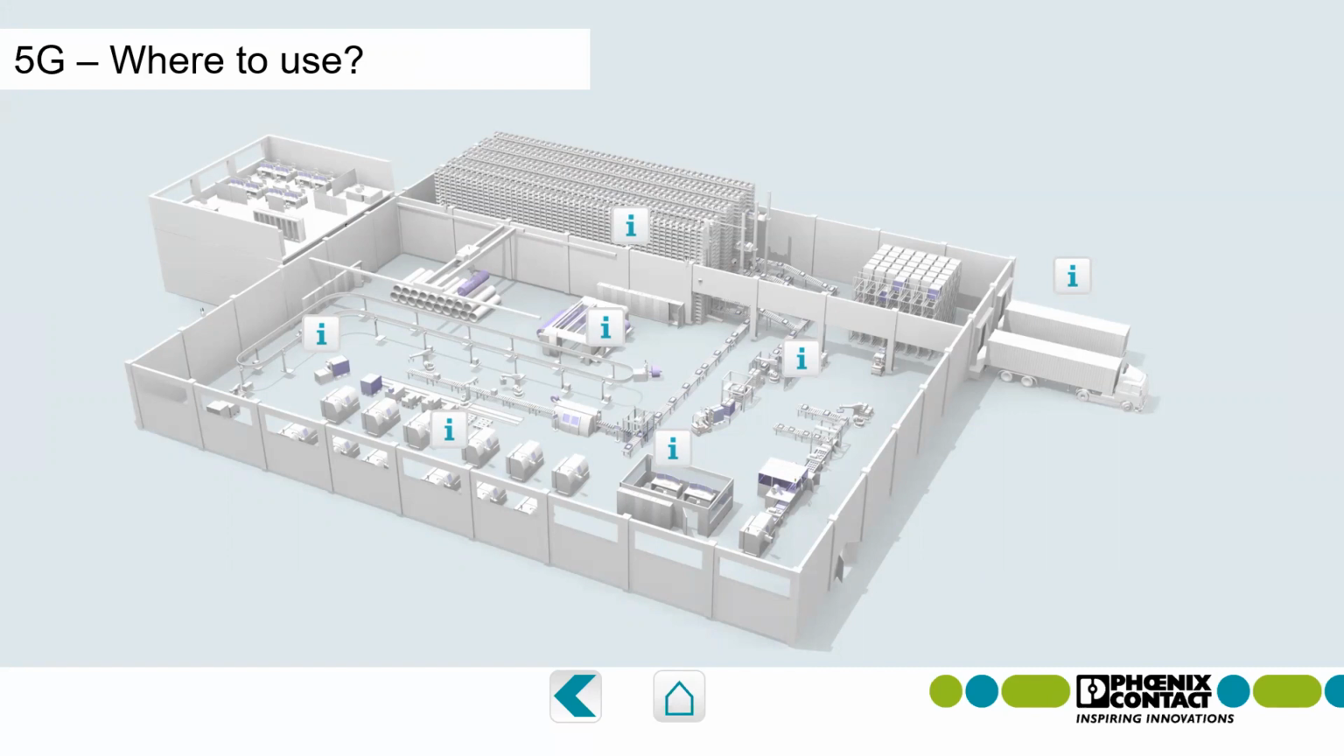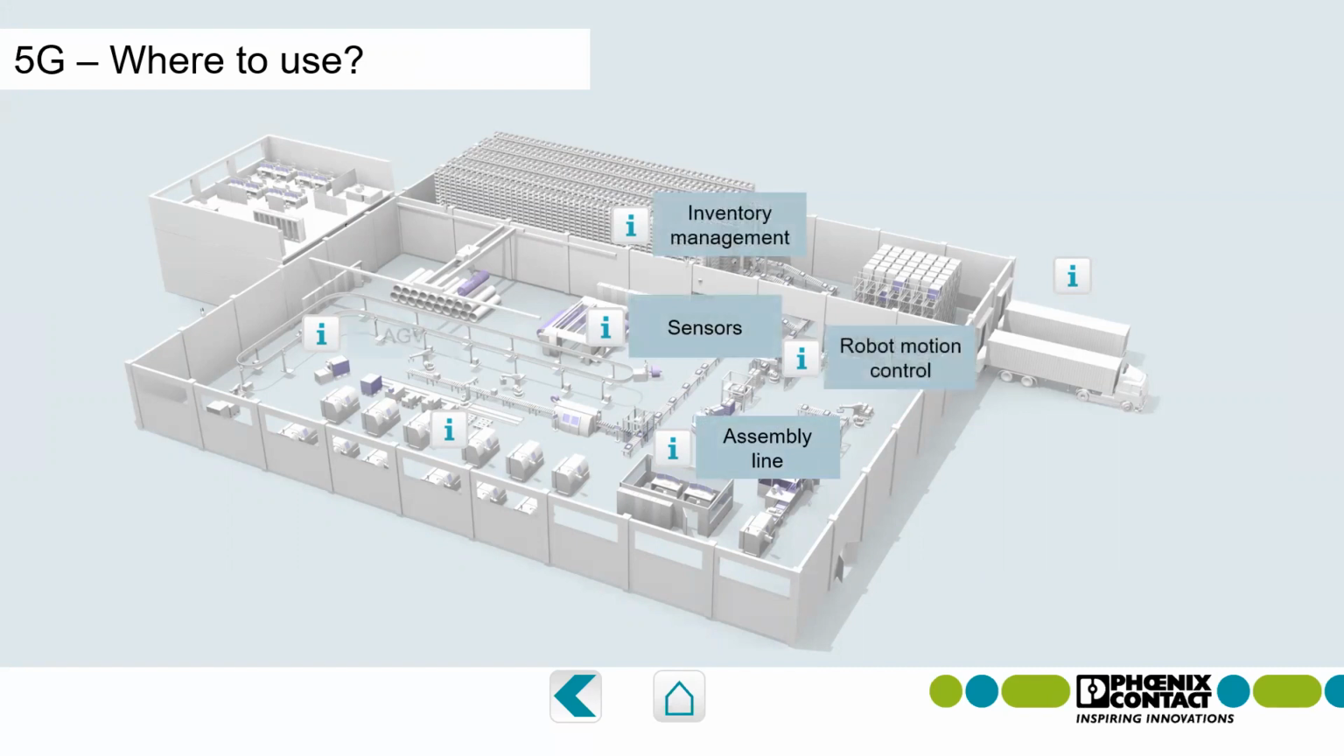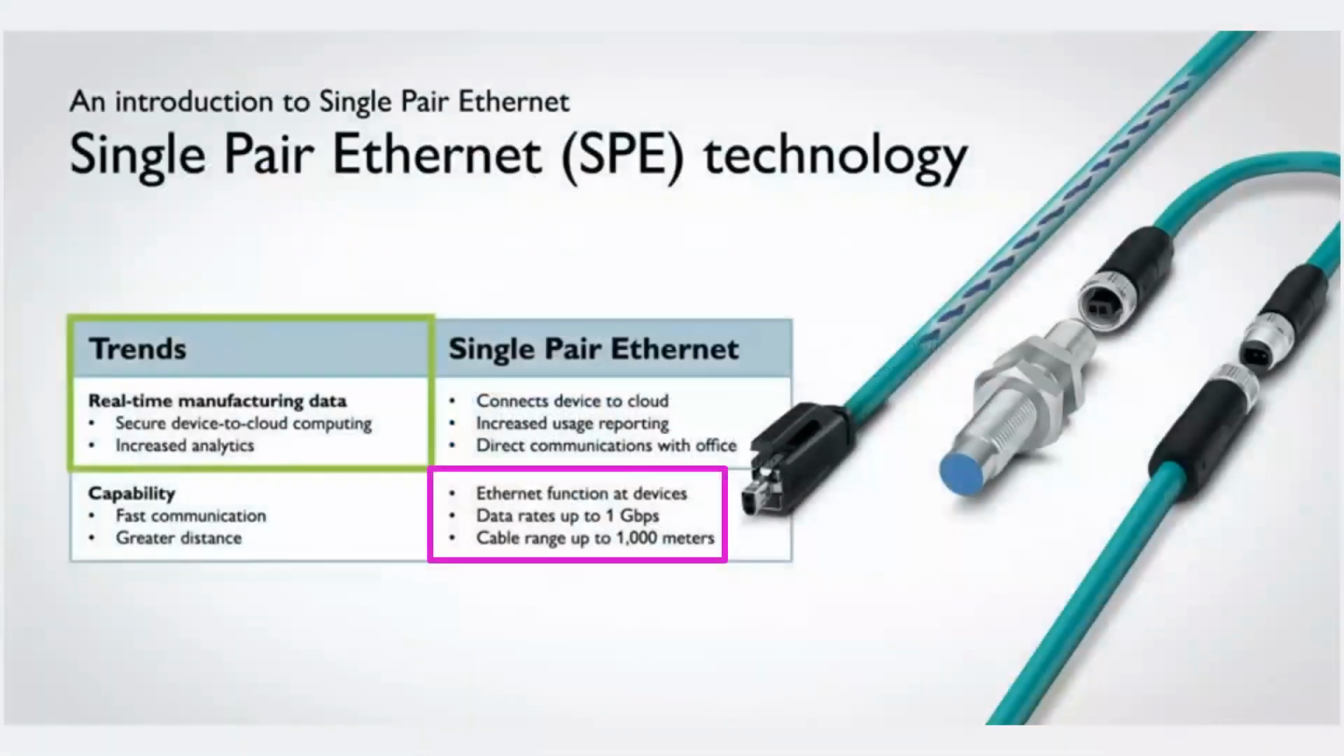So again, 5G, it can be used a lot of different places within the factory. Everywhere that you might be thinking that traditional wireless is used today. So food for thought on that, and I believe Dave will have a word or two on it in the upcoming session next week.